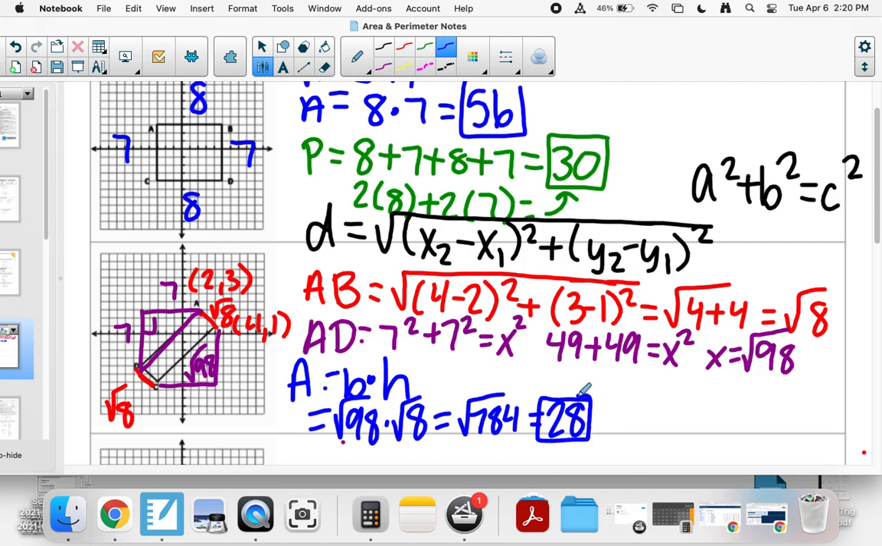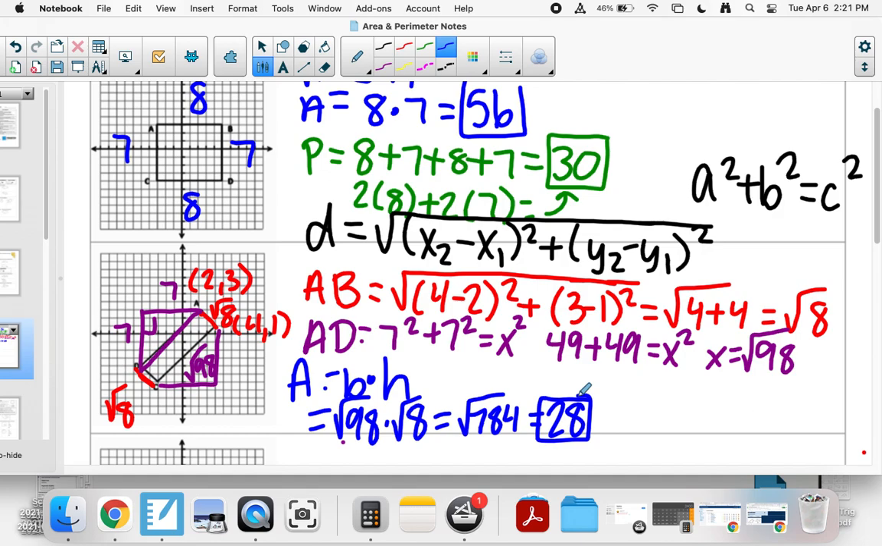It's still base times height, it's just that our base and height are weird numbers. You can, if you want, up here turn this into decimals. I just think it's easier if you leave them with square roots. So that's our area.